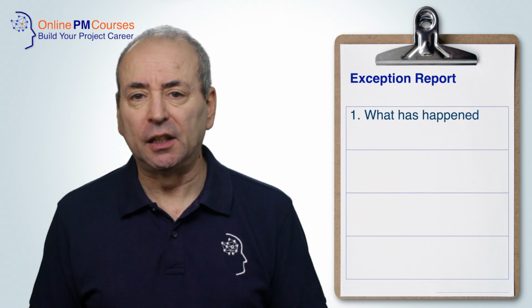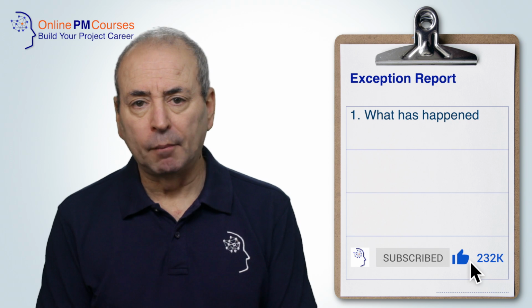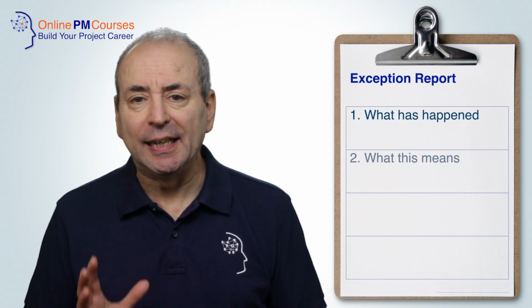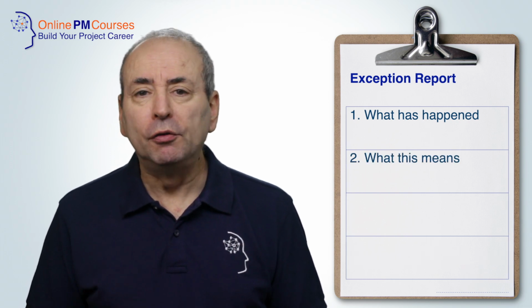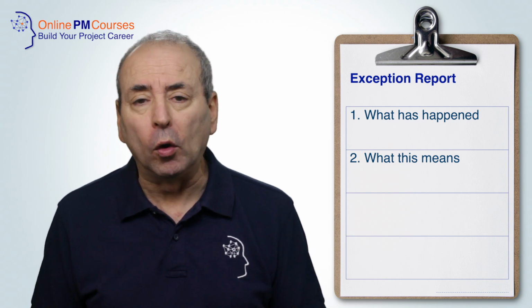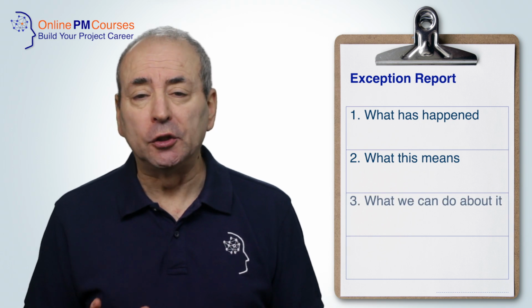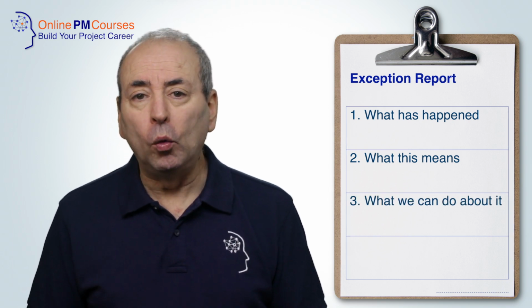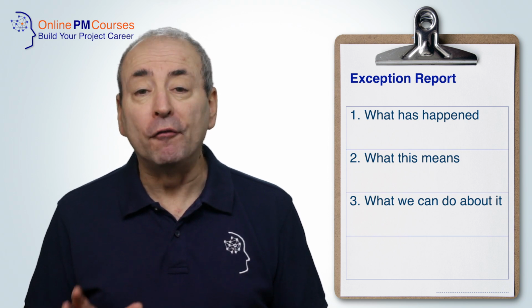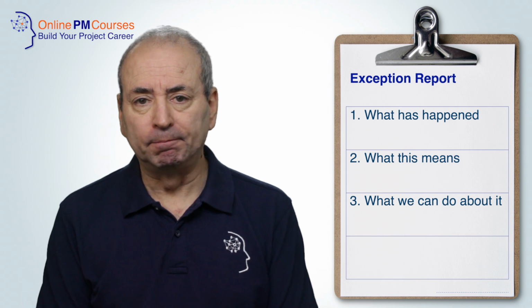What are the events that have caused you to lose control of your project? Second, the implications of these events. What do you foresee happening as a result of what has already happened or what you know is going to happen? Third is what you can do about it. Evaluate all of the options you have available to you for action. What can you do to resolve the situation?